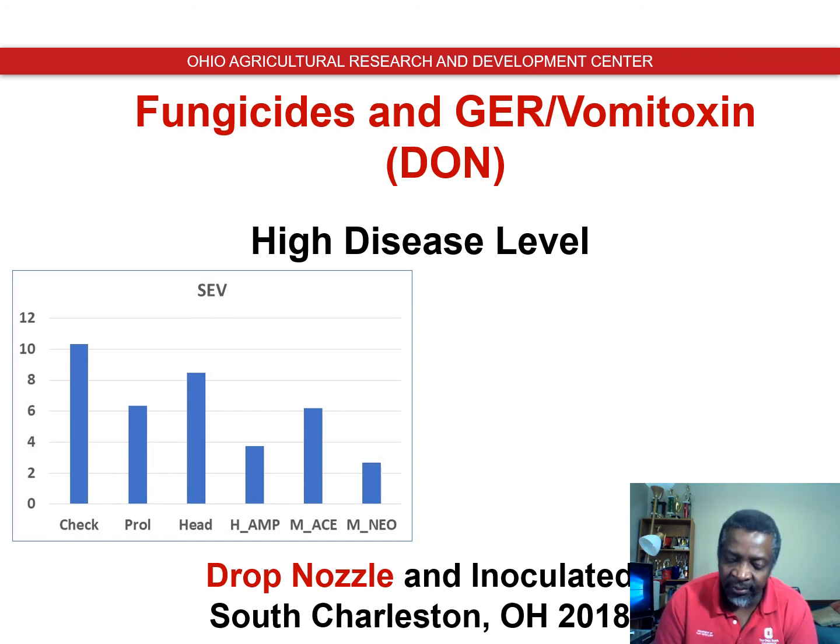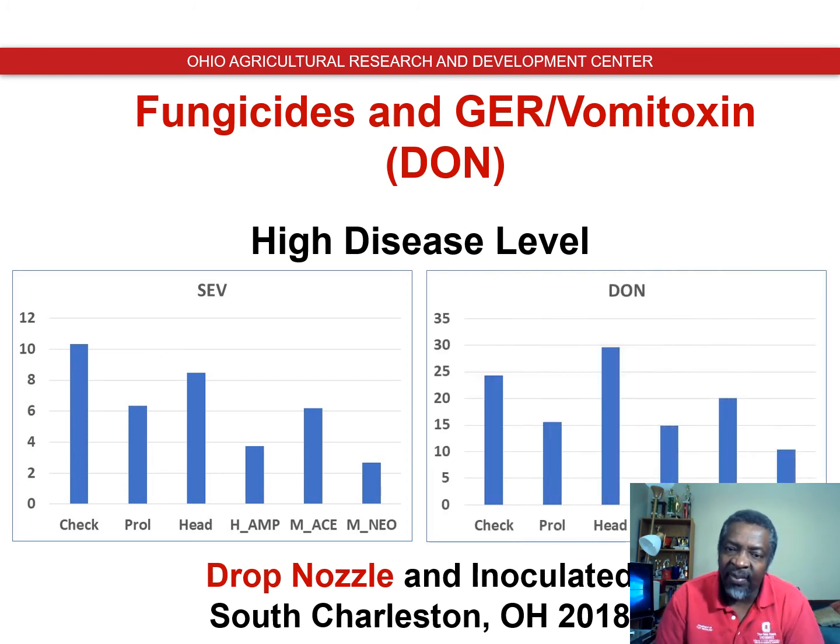and Miravis Neo. When we look at vomitoxin levels in the grain, again, Prosaro, Headline AMP, and Miravis Neo resulted in the lowest levels of vomitoxin in the grain. In this case, the untreated grain had about 25 parts per million vomitoxin, and Miravis Neo reduced vomitoxin levels to about 10 parts per million. Of note here, Headline did not reduce vomitoxin relative to the check. In fact, the Headline-treated plot had slightly higher levels of vomitoxin than the untreated check.